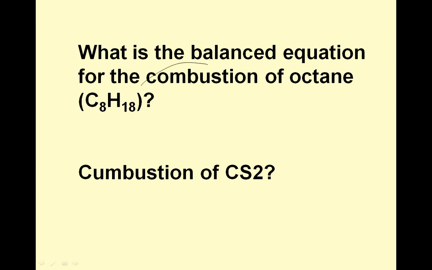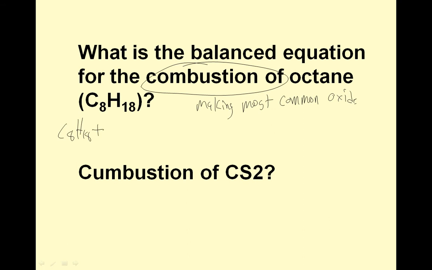What is the balanced equation for the combustion of octane? Now, combustion means making the most common oxide. Making, whoa, I misspelled making. Welcome to third grade. Making the most common oxide. Okay, so C8H18 plus O2. If you want to make an oxide, you've got to add oxygen. Most common oxide of carbon, CO2. Hey, I've heard of that. Most common oxide of hydrogen, H2O. Hey, I've heard of that.